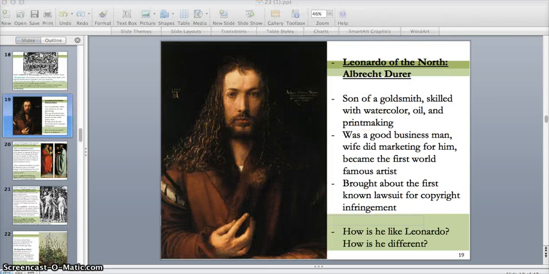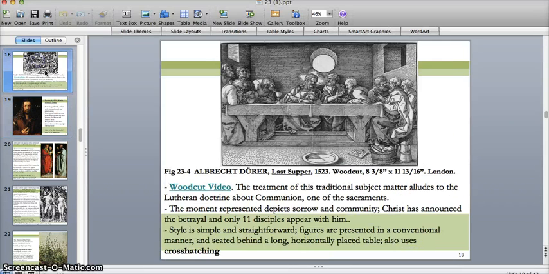And, of course, the superstar of the North, Albrecht Dürer. Remember all the things we talked about. How is he like Leonardo? How is he different? We made a little list in class, so hopefully you remember. They were very similar, but they also had a lot of differences. Okay, so a good comparison would be this image of the Last Supper, and why do you think that would be a good comparison image?